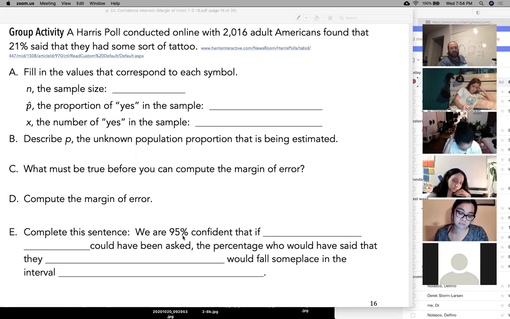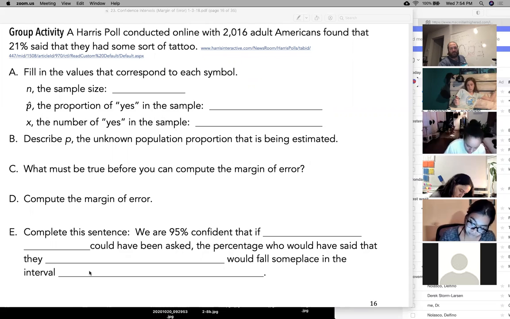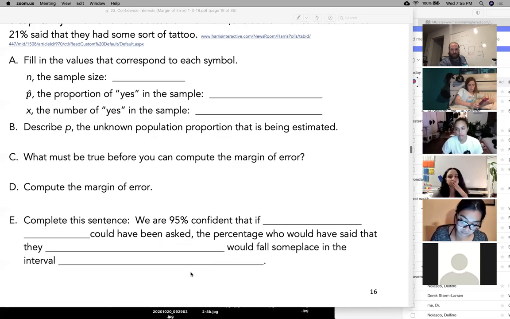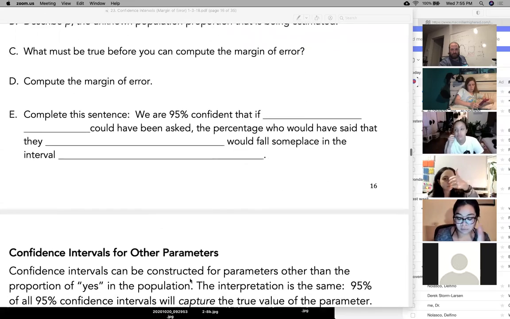We are 95% confident, because remember, our formula is for 95% confidence, that if every American could have been asked, the percentage who would have said that they have a tattoo would fall someplace in the interval from what to what? 19 to 23%. Approximately, like 18.8 to 23.3, whatever it is, right? Depends how much you want to round to. Does that make sense? Yes, no, maybe so?